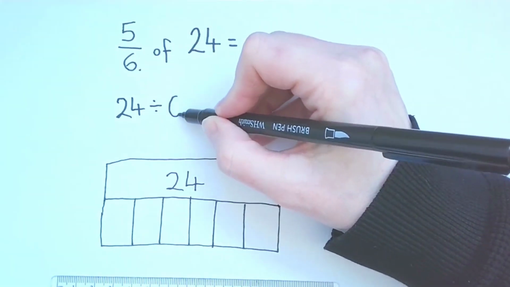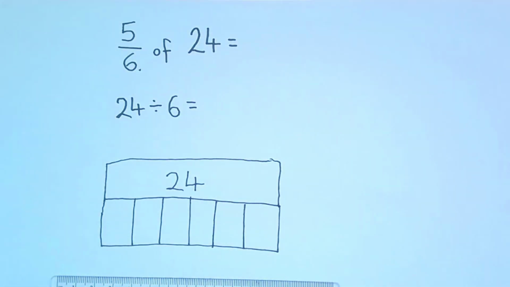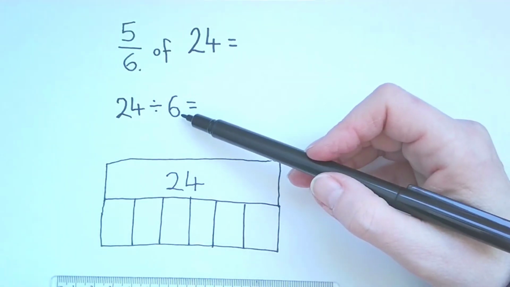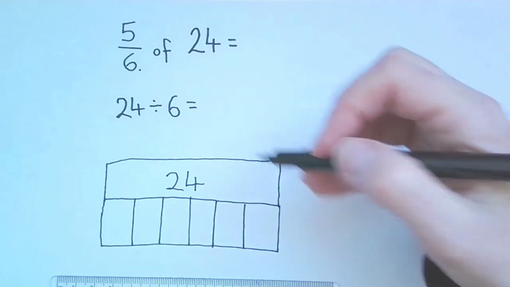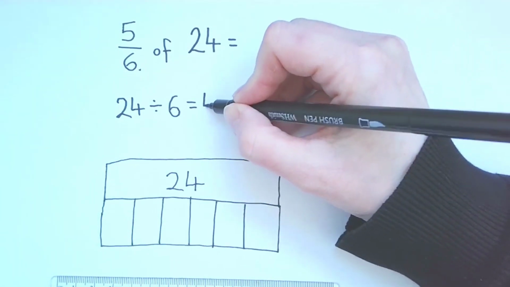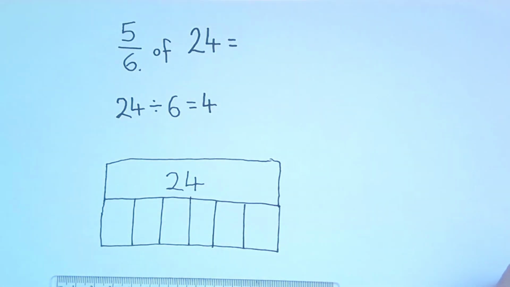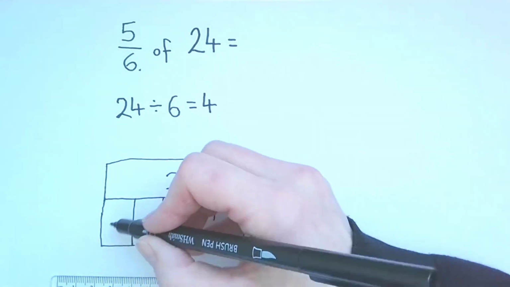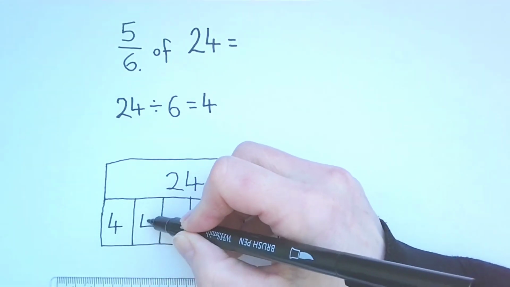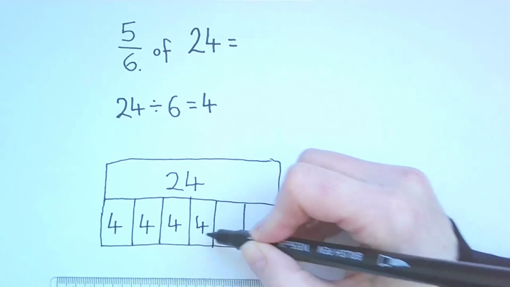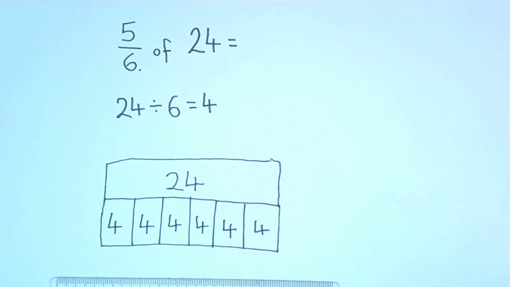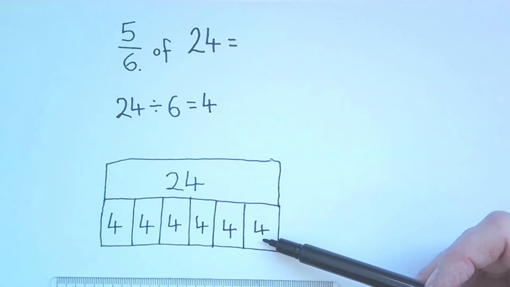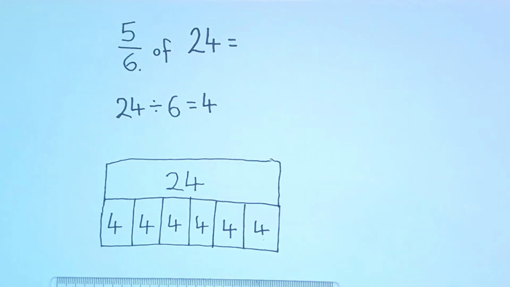into 6 equal amounts. So using my times table knowledge, I can think how many 6s would there be in 24? And that would be 4. 24 divided by 6 equals 4. So I can fill in each of these parts. And I can just check that 1, 2, 3, 4, 5, 6. 6 times 4 would equal 24. So I know that each 6th is worth 4.